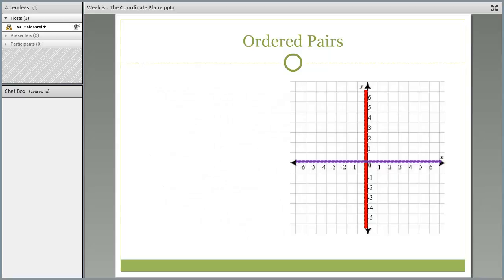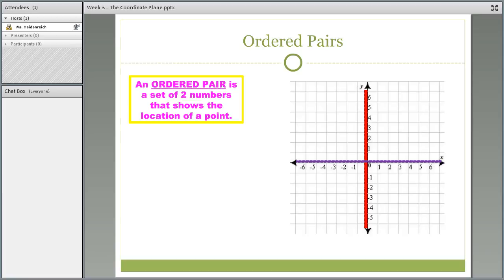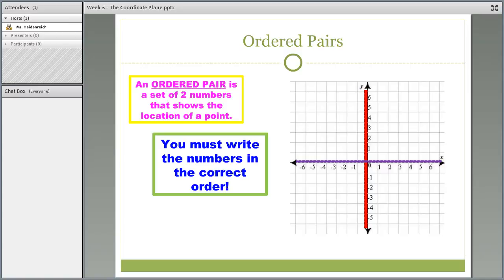Now, we're going to be plotting some points, and the points are going to be called ordered pairs. The reason they're called ordered pairs is because they're made up of 2 numbers, and the numbers have to be put in a specific order, and that ordered pair will give us the location of a specific point on the coordinate plane. Remember that you have to write the numbers in the correct order. We always list x first and then y. So x is the first coordinate, y is the second coordinate, and together x and y make up a specific location on the graph.